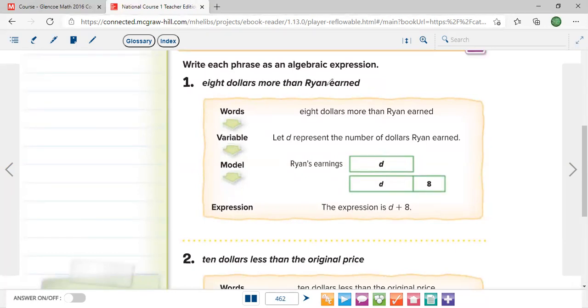$8 more than Ryan earned. So we don't know what Ryan earned. So let's say that Ryan earned, for example, D. So $8 more than will be D plus 8. Someone will say 8 plus D is okay. D plus 8, 8 plus D is the same. Forget about the graph and drawing. We don't do drawing, we don't do graphs. We just focus on what the variable is and how we can write down the expression. That's it.